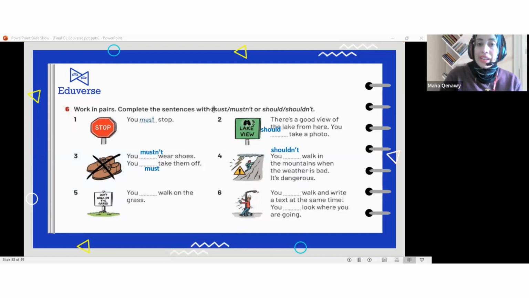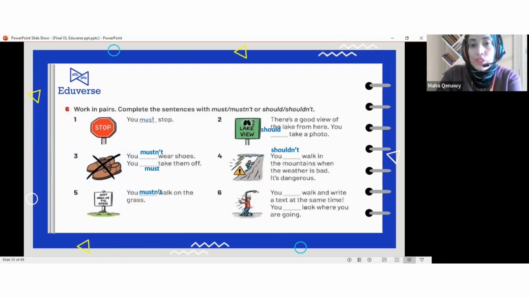You walk on the grass. You mustn't walk on the grass because it's disallowed. It's a rule not to do. You cannot do this. If someone saw you, you're going to be in trouble because it's against the law.